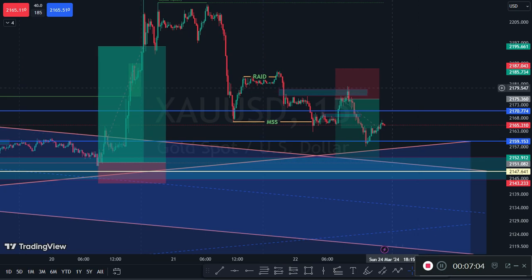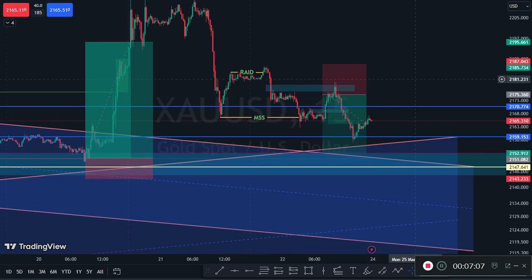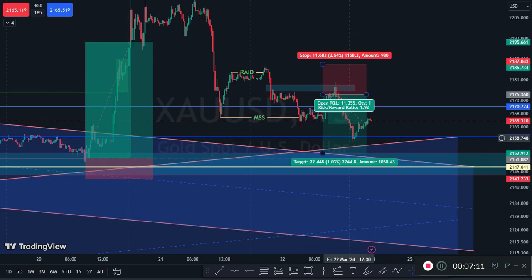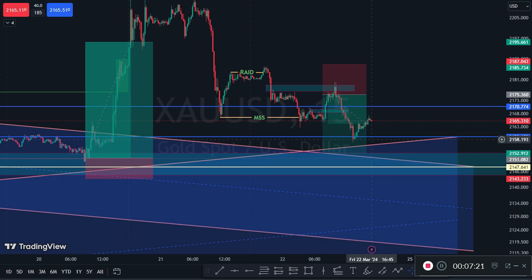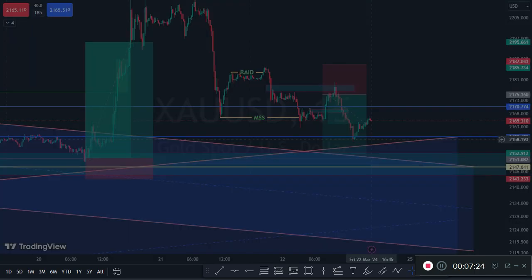So price came back into this fair value gap on the 15 minutes time frame, and that's where we took our sales. Although my target has not yet been reached, so I'm going to wait for Monday for my target to be reached. But TP1 has been taken out, and TP2 not quite taken out. But I did take my partials from this point. Let's just wait till next week to see what happens.